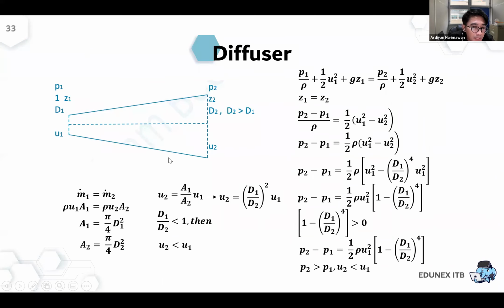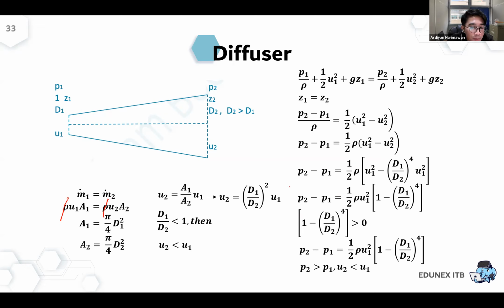By analyzing this schematic diagram of the diffuser, you have point 1, which is the inlet, and point 2, which is the outlet. Then you can derive the mass balance: the mass flow rate at point 1 equals that at point 2. Mass flow rate is density times velocity times area. Since we can assume the density is constant, you can have the correlation between velocity and the diameter ratio.